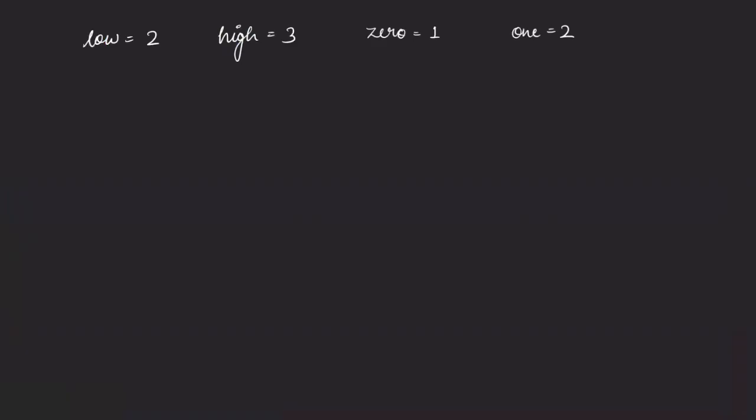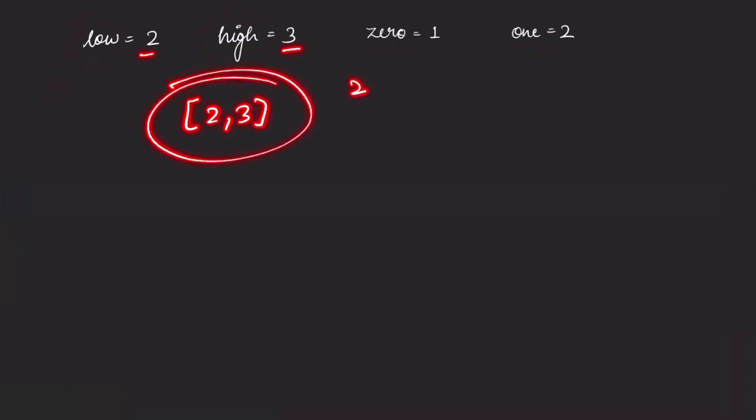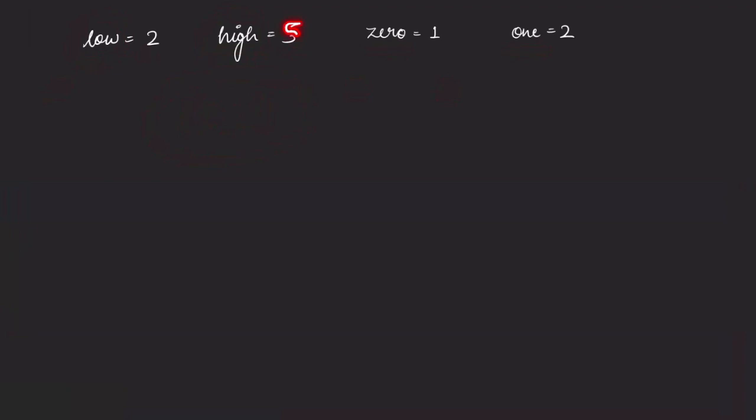So what they are saying is that in the input, we are given four integers: low, high, zero and one. We need to build a string whose length has to be between low and high, and low and high is inclusive, right? So this is 2, 3. So the length can be between 2 and 3. It can be either 2 or 3. If high was 5, then our length could be either 2, 3, 4 or 5. So we need to create a string whose length has to be between low and high.